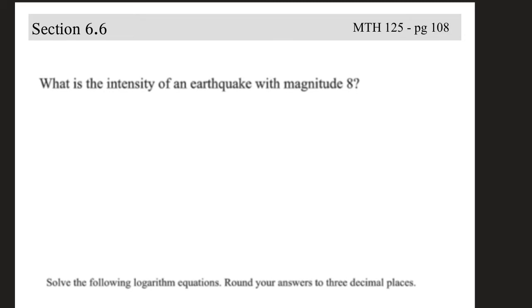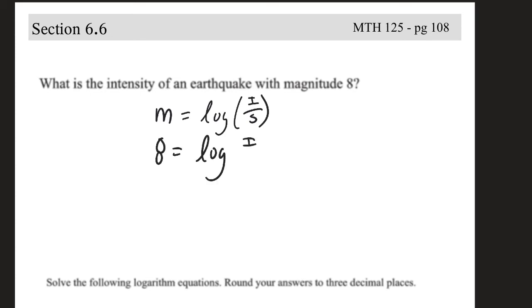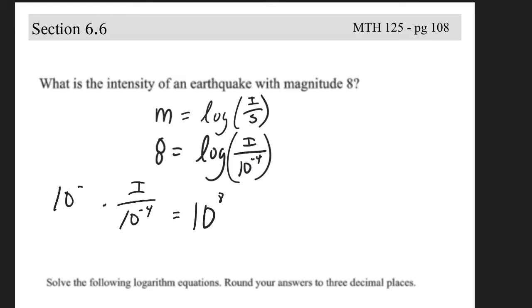Okay, so if I have M equals log of I over S, and M is 8, and I need to fix my handwriting. We're looking for I. We're going to change this to exponential form, which would be 10 raised to the power of 8 equals I over 10 to the negative 4, which I'm going to multiply both sides by.